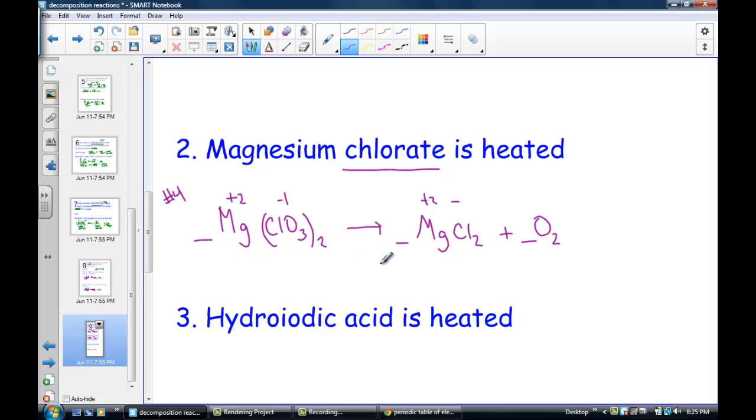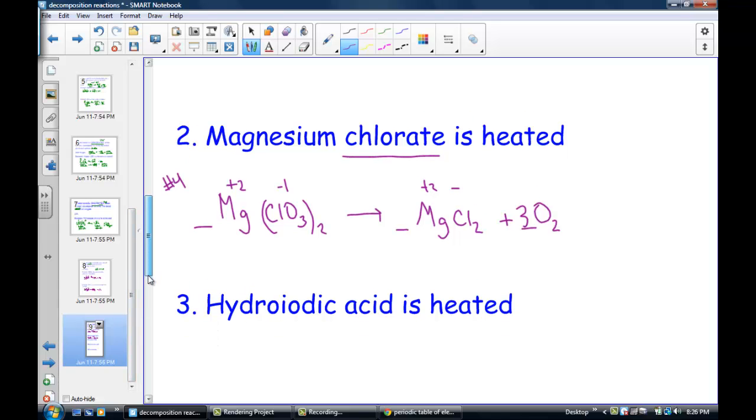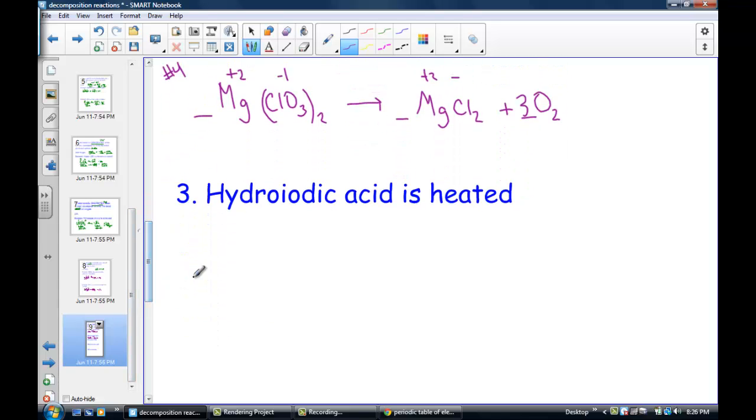Now this one will need some coefficients. I noticed that first of all the oxygens are upsetting. There's 2 on the right, 6 on the left. So I'm going to just place a 3 in front of the molecular oxygen, and I think we've got it. 6 O's, check. 2 Cl's, check. And 1 magnesium, perfect. Good work. Let's try our next example.